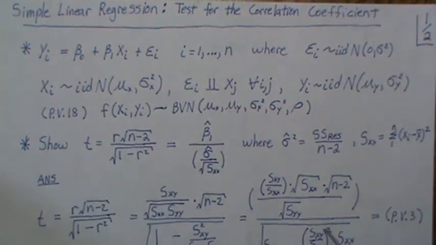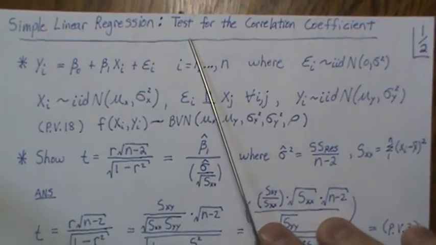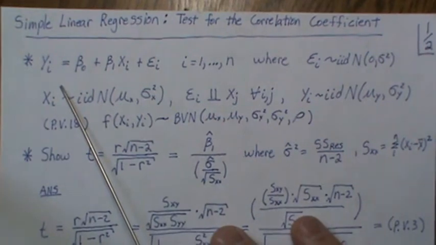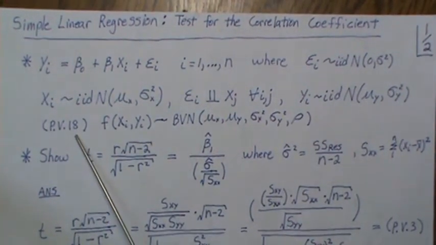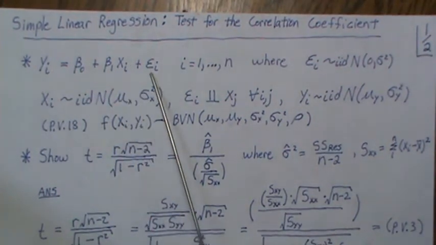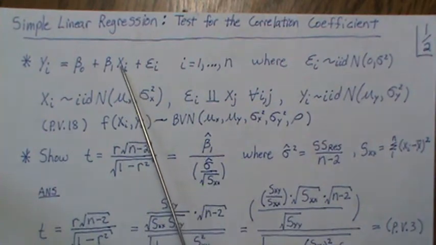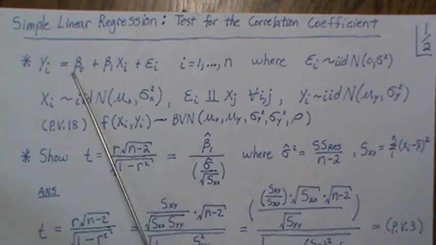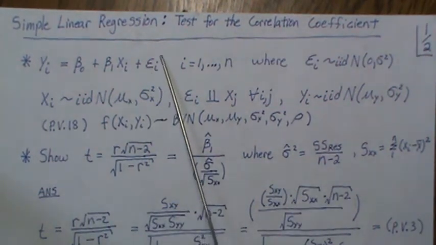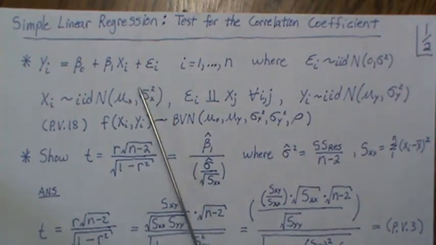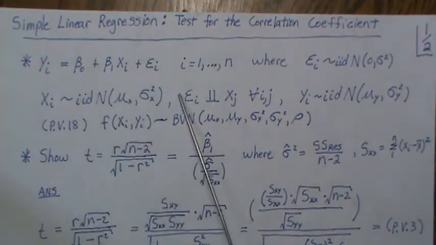Hello, in this video we're in the simple linear regression setting and we're going to derive the test for the correlation coefficient. And very briefly, in the previous video 18 in this playlist, we said y follows a line with some error, but we added a condition that the x's are also normally distributed. Normally these are fixed values, and the error term epsilon is the only one we impose assumptions on. But in PV18 we said both x and y are random.